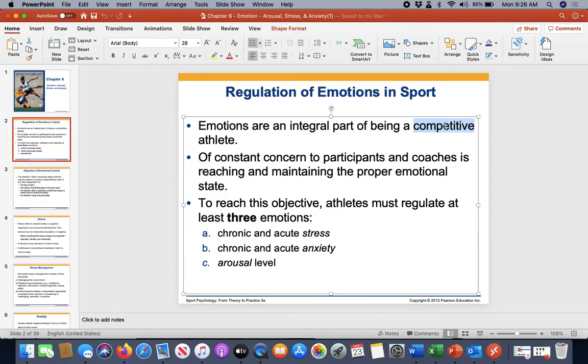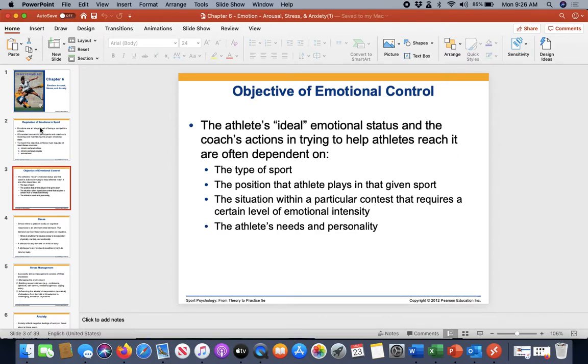Okay? So when we talk about this stuff as we move forward, we're going to be talking about these 3 things down here. All right? Chronic and acute stress, chronic and acute anxiety, and then arousal. Okay? Chronic meaning long term, acute meaning in the moment or the now or in the short term. So stress, anxiety, and arousal in those situations. Okay? So what does it mean for things to be ideal?